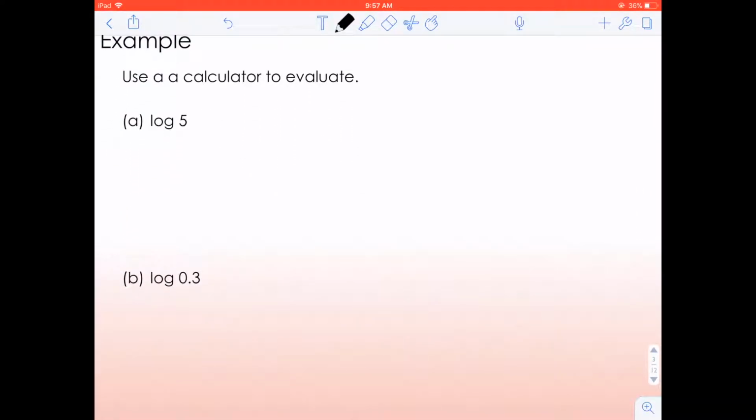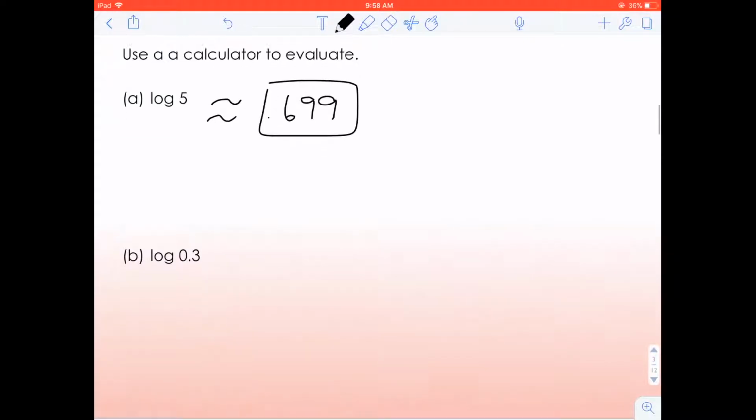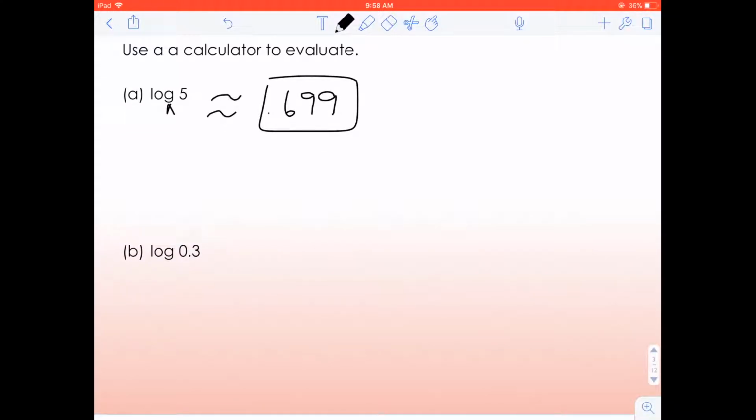All right, so for example, let's use a calculator to evaluate these. So if I enter just log of 5 into my calculator, I'm going to get about 0.699. Okay, so that's as simple as it is when we have these regular logs. And there's always an implied 10 as our base. If there's nothing there, it's always an implied 10 because that's our most common logarithm.